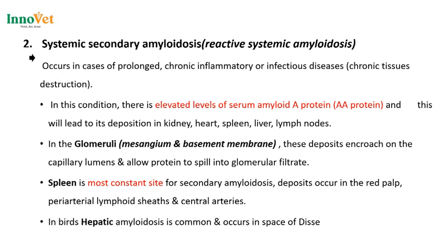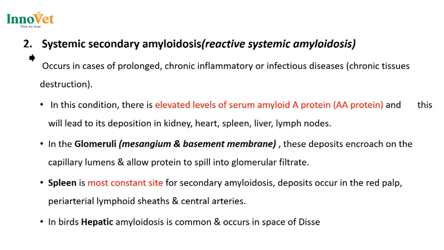So systemic secondary amyloidosis is also referred to as reactive systemic amyloidosis, and it occurs in cases of prolonged chronic inflammatory or infectious diseases. In simple terms, it occurs where there is chronic tissue destruction. And what will happen in this condition?